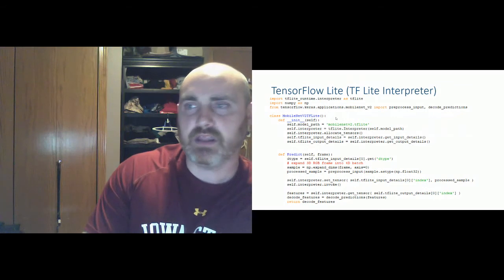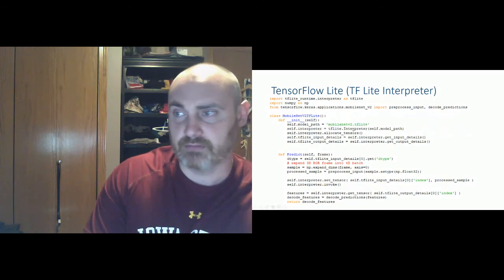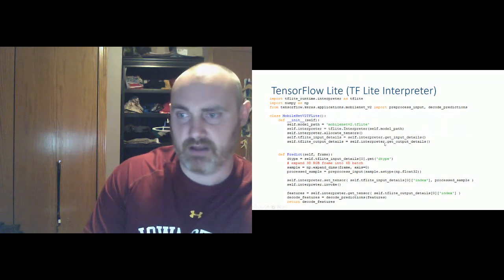So for the initialization, you show the location of your model, and then you create an interpreter with that path, allocate the tensors, and then you get input and output details. So this tells the interpreter everything it needs to know.